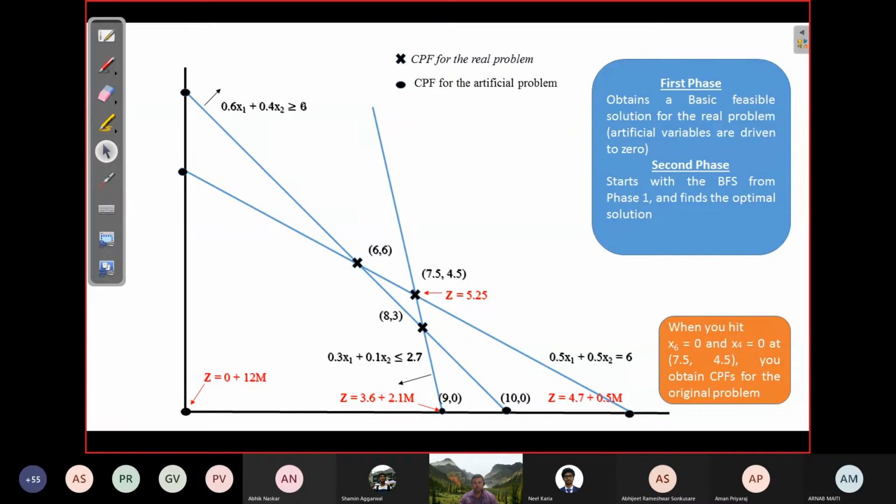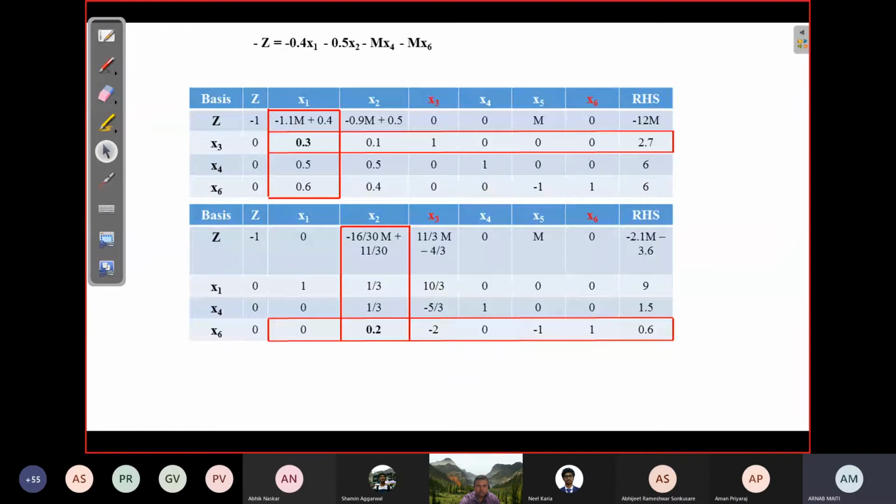Yeah. Okay, so then you have got the initial BFS of the real problem. And that itself will be the optimal solution when we start phase 2. Why? Because no, that will not be the optimal solution. See, in the Big M method, what was the optimal solution? 7.5, 4.5. Okay, ah, I think I have to proceed one more step.